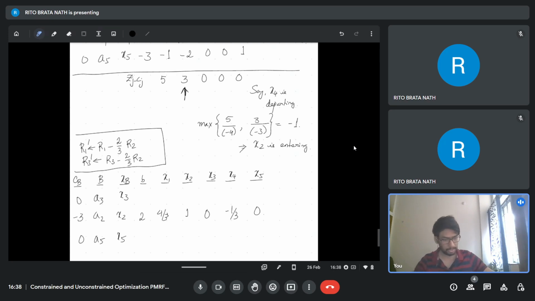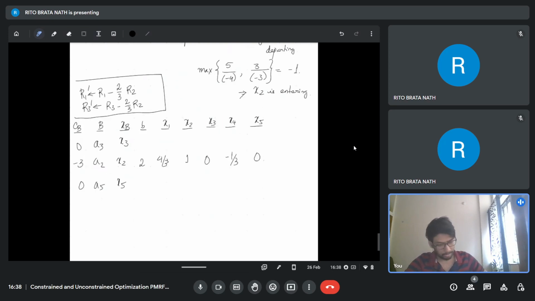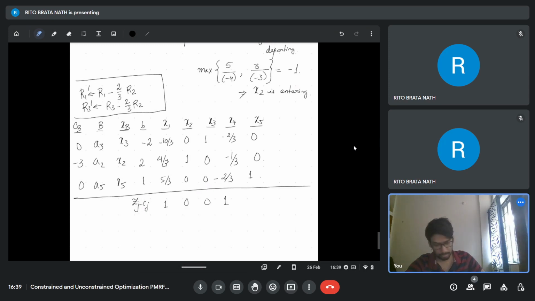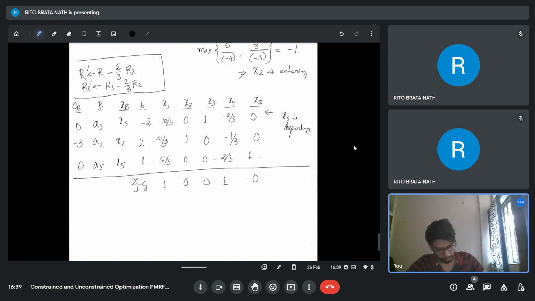Yeah, so what happens is that in the next step, you will get something like, let me write it down directly, minus 10 by 3, 0, 1, minus 2 by 3, 0, and the next one will be 1, this is 5 by 3, this is 0, 0, minus 2 by 3, 1, and this is nothing but 1, 0, 0, 1, 0. So this optimality criteria is satisfied. But again, you will notice that this x3 is departing, because that's negative, right?